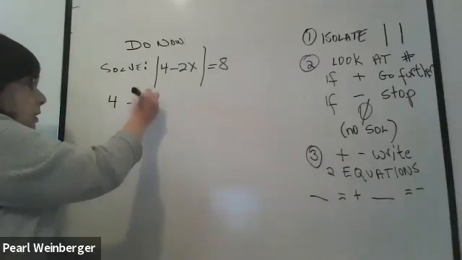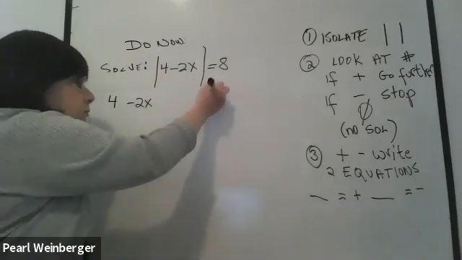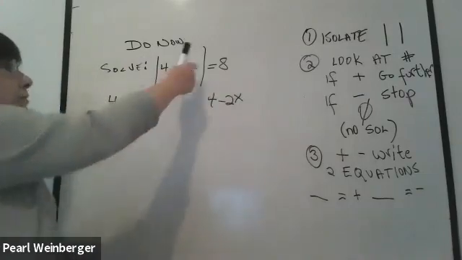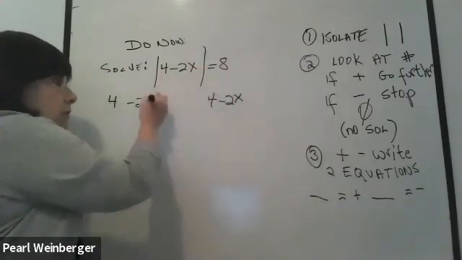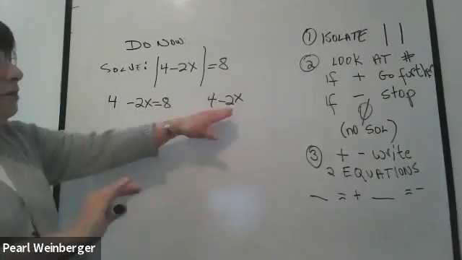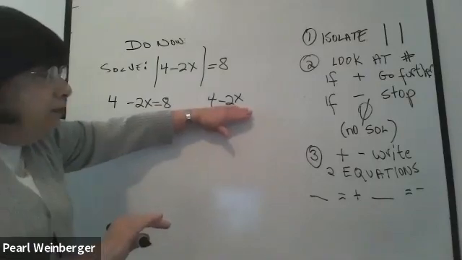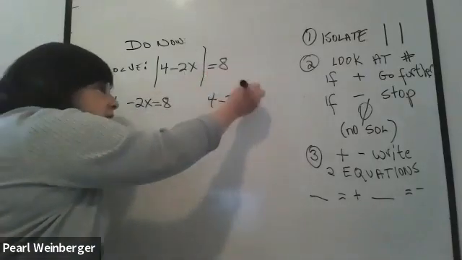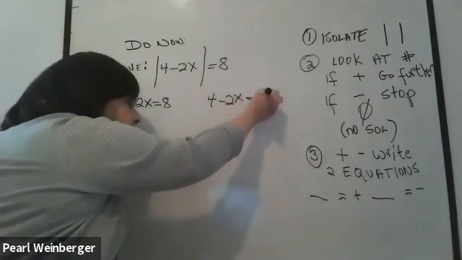Take it out: 4 minus 2x. And you're going to do it twice. You're going to have 4 minus 2x equaling this number. That's your first equation. The second time you're going to do the same thing. You're still going to have that 4 minus 2x, but now you're going to call this negative 8, to get your second. Okay, that's helpful.